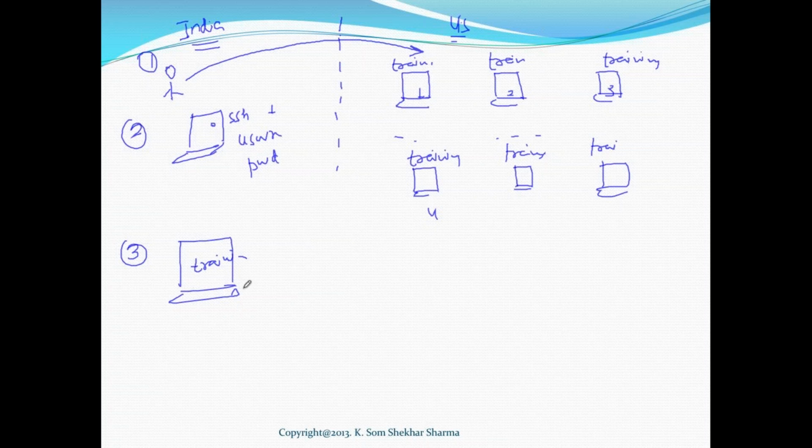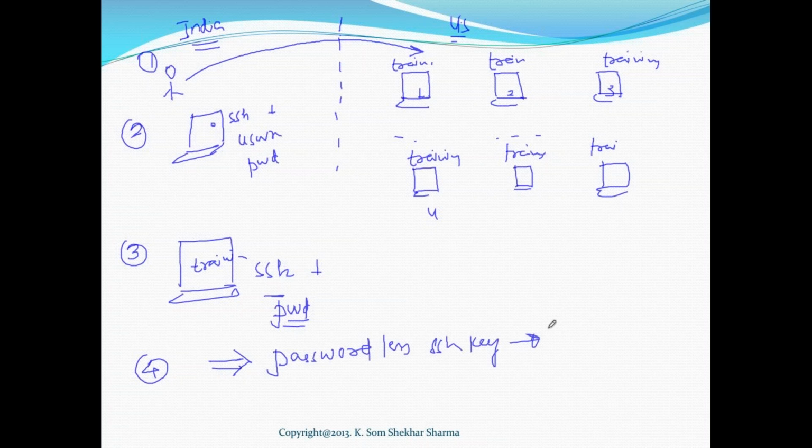Now you do an SSH to machine 1, that's your IP address. It will not ask you the username, but it will ask you the password. And again, it will be a cumbersome activity of entering the password. So if you want to avoid this, you generally go for a passwordless SSH key, which means that when you are SSHing, it will not ask you the password. Is that clear?